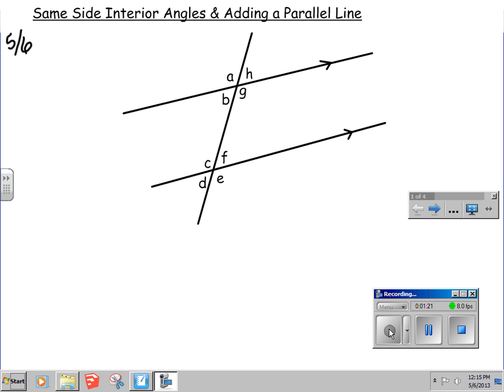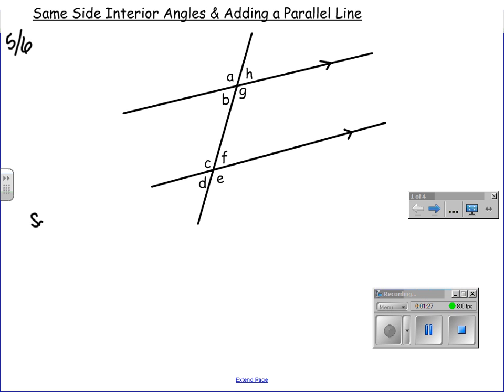Very good. All right, so that's good review. You know all of that. You guys seem like you're processing it well. That's great. Now today we're going to talk about some same side interior angles.